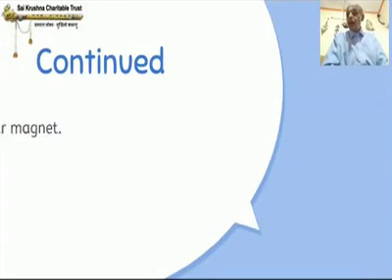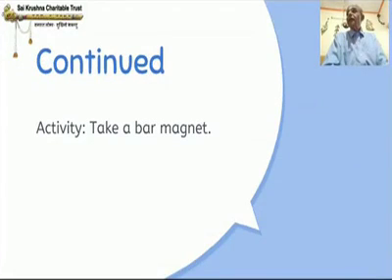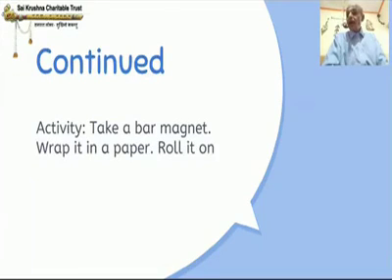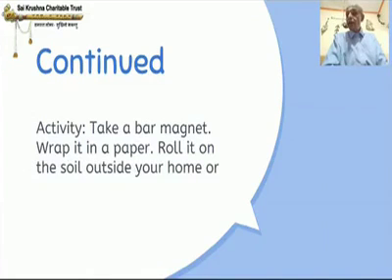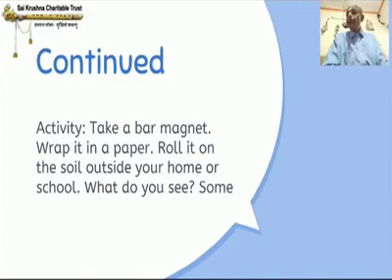Right? Now, let us see the activity. Let us study this activity. It will be clear. Take a bar magnet and then wrap the bar magnet in a paper. Roll it on the soil outside your home or school. So, what is your observation when a bar magnet wrapped in paper is rolled over the soil? What is our observation?